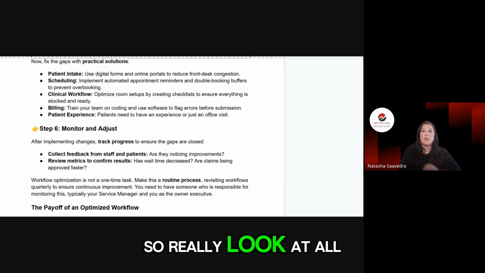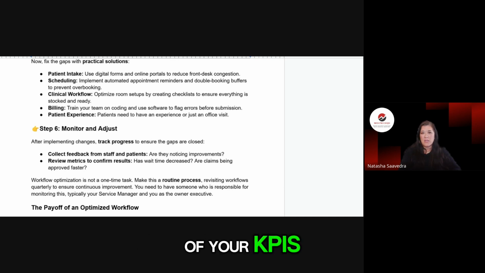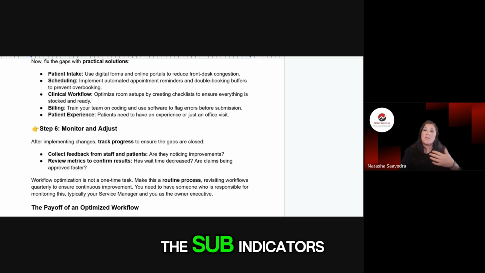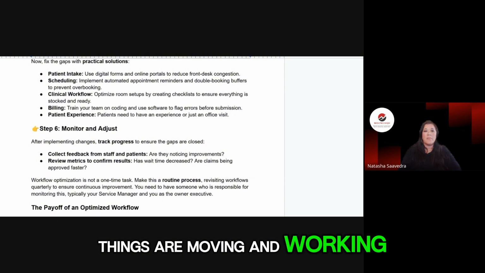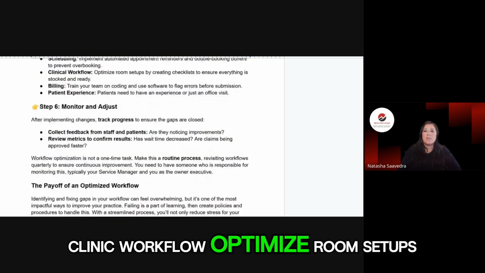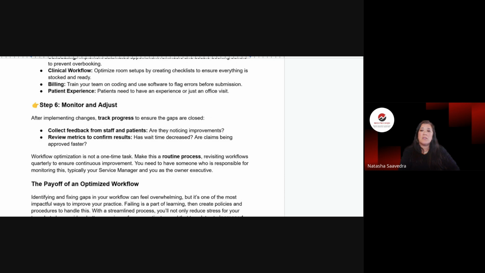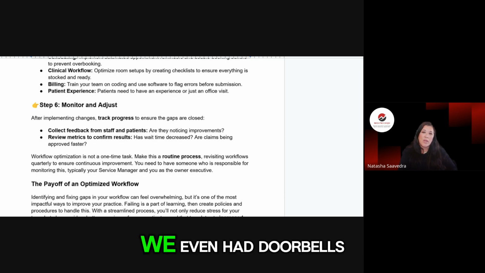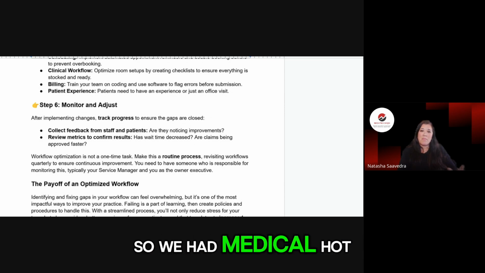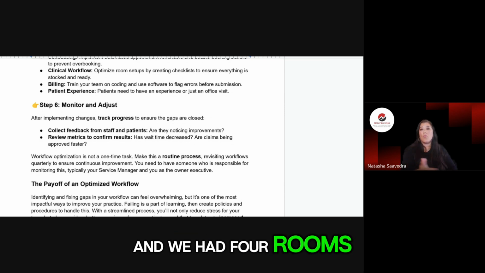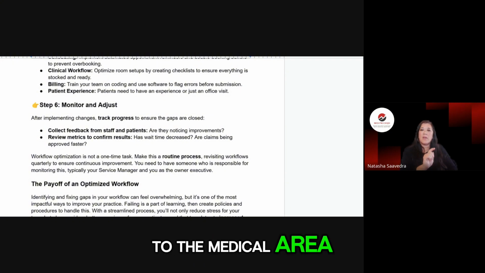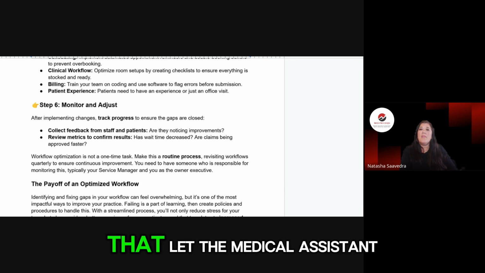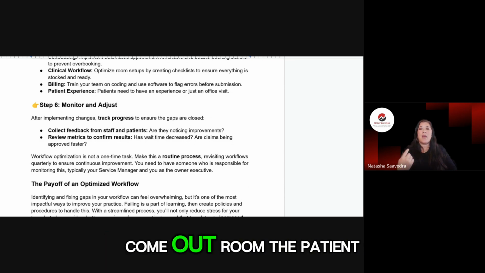So really look at all of your KPIs, your key performance indicators, the sub indicators, to let you know how things are moving and working. Clinic workflow, optimize room setups, creating checklists to ensure that everything is stocked and ready, making sure you have good inventory. We even had doorbells. So we had medical hot seats and we had 4 rooms that were constantly loaded. So when a person came to the medical area, they would sit down and ring the doorbell. That let the medical assistant know, come out, room the patient.